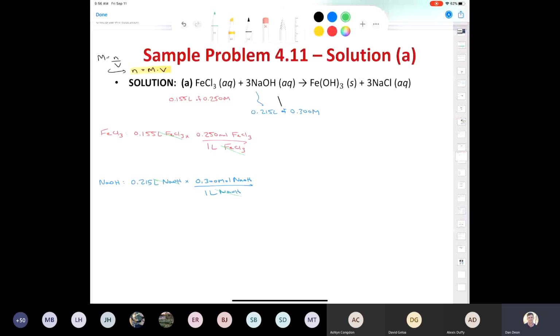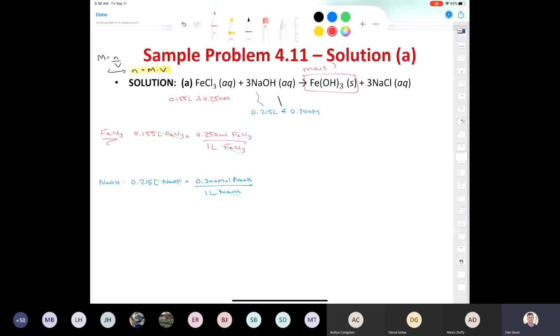The question is asking us, what mass of iron 3 hydroxide are we making? We want to know the mass in grams. Well, the first thing we should do is figure out how many moles of iron 3 hydroxide would be produced from this amount of iron 3 chloride and all of the sodium hydroxide in the universe, and this amount of sodium hydroxide and all of the iron 3 chloride in the universe. This is the exact same kind of limiting reactant problem that we looked at earlier in this class.